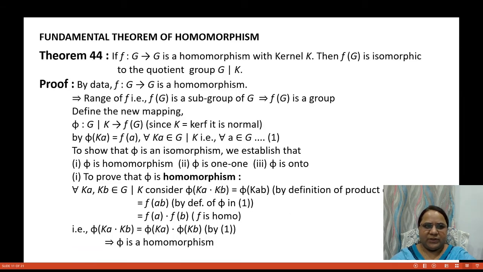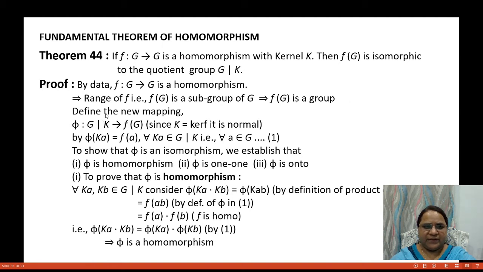Next we have a very important result, the fundamental theorem of homomorphism, Theorem 44. If f is a homomorphism from G to G' with kernel K, then the range set f(G) is isomorphic to the quotient group G/K. By the data, if f is a homomorphism from G to G', the range of f, that is f(G), is a subgroup of G'.